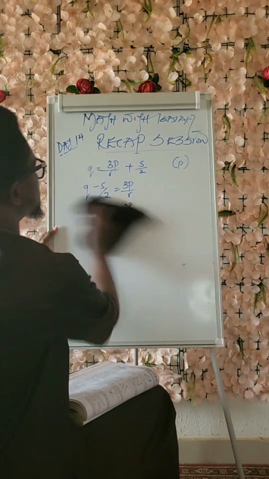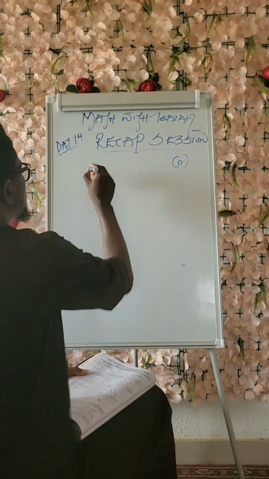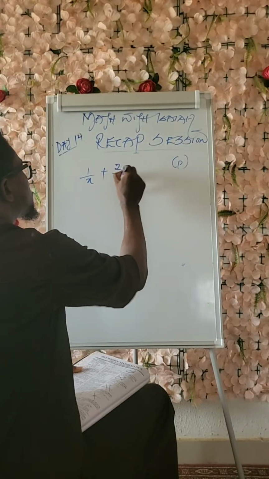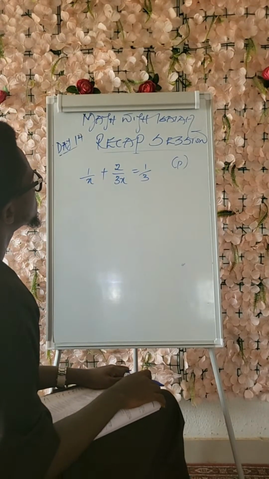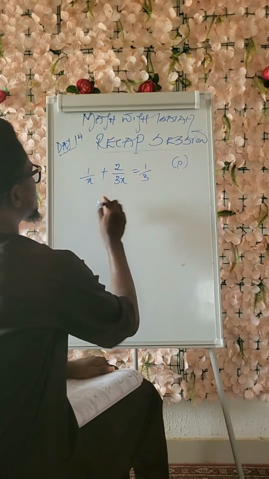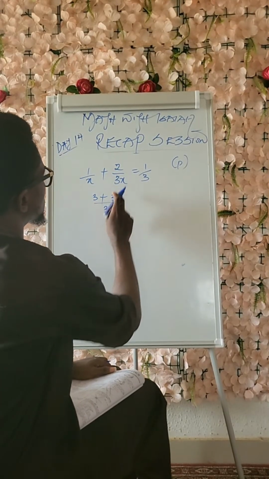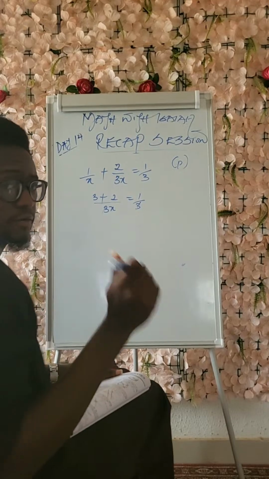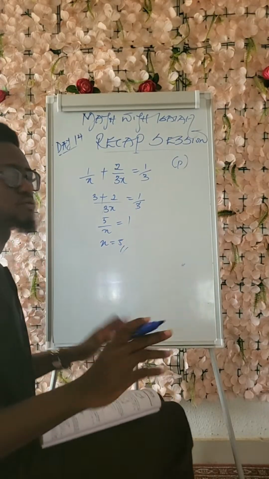Might be a stressful question, but let's see. Let's see if we can time ourselves 30 seconds on this one. 1 over x plus 2 over 3x equals 1 over 3. How do I turn to something like this? Let's try. Now, 30 seconds. What's the LCM? 3x. 3 plus 2 equals 1 over 3. 3 cancels 3. I've explained why that is possible before. 5 over x equals 1. X is 5. Simple as ABC.